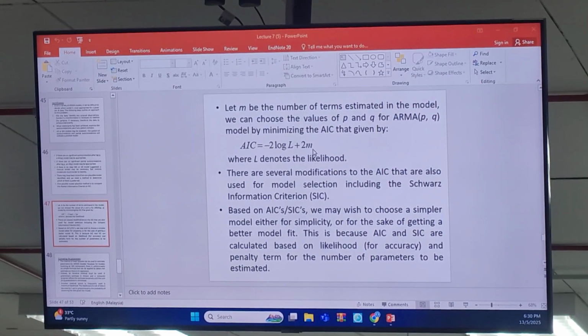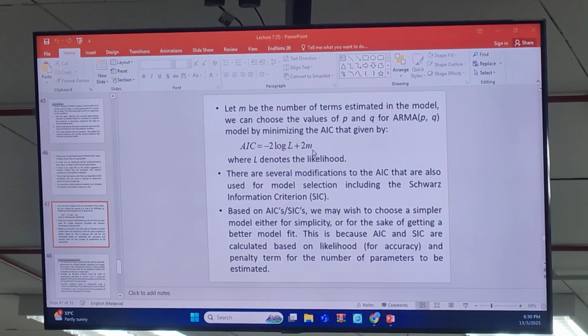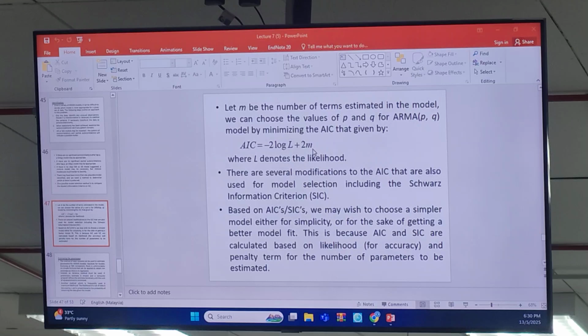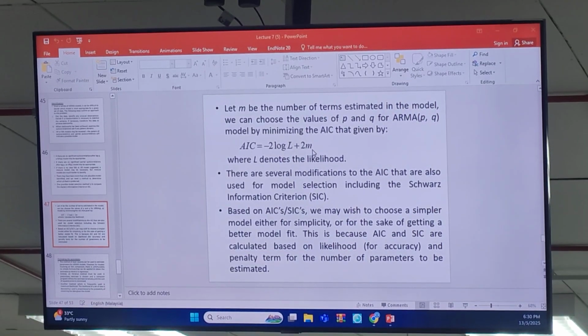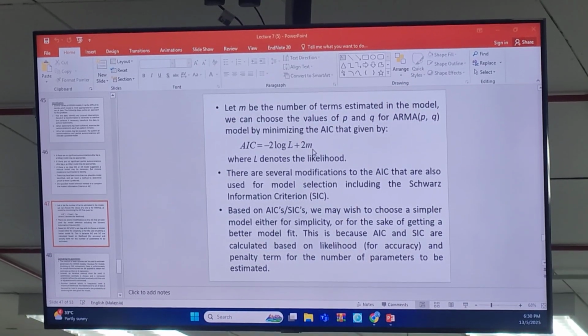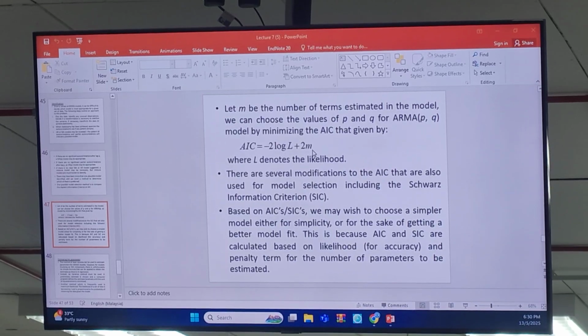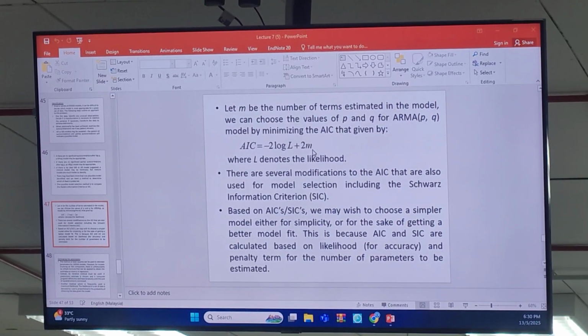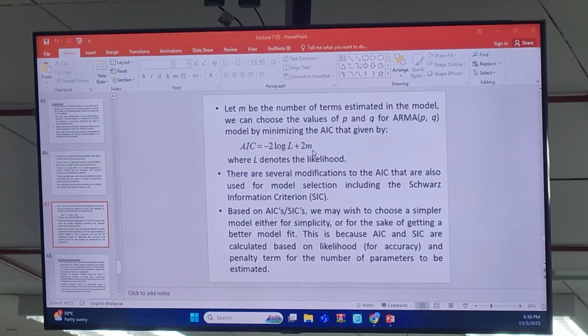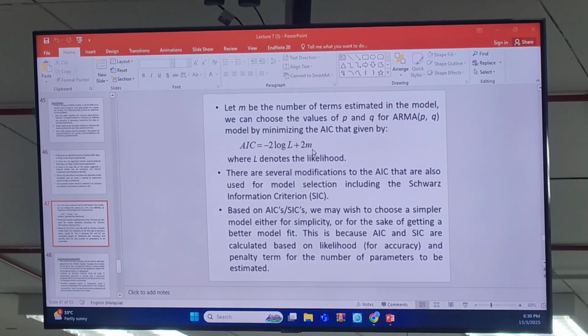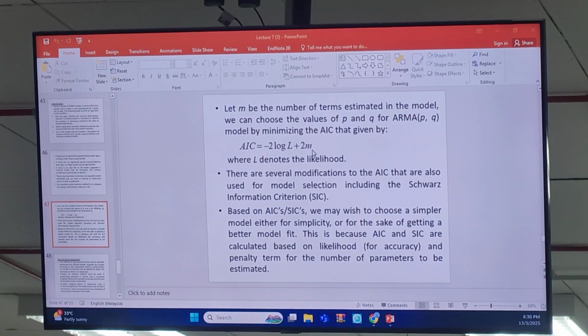There are several modifications to the AIC that are also used for model selection, including the SIC, Schwarz information criterion. Based on the AIC or SIC, we may wish to choose a simpler model, either for simplicity or for the sake of getting a better model fit. This is because the AIC and SIC are calculated based on the likelihood, representing the accuracy of prediction, and a penalty term for the number of parameters to be estimated.